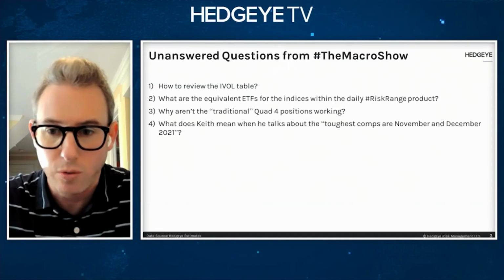Why aren't the traditional quad 4 positions working, or why is something like an XLE a bullish trade and trend, when it's not traditionally a product or certainly an asset class that you would have exposure to? The biggest thing to me is that the signal trumps the quad, and Coach says this all the time. That's something you have to be very comfortable with. So the signal trumps the quad.